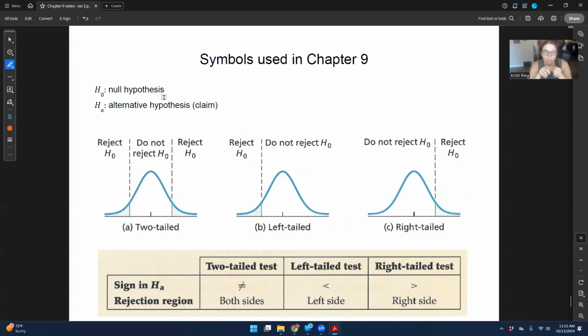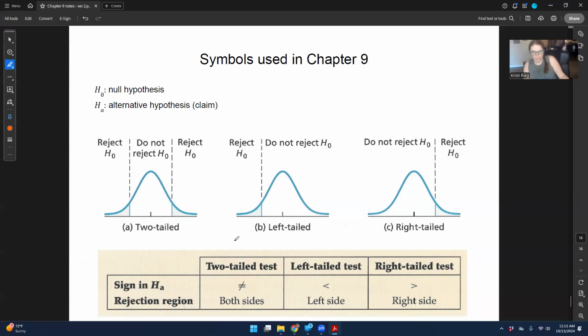Alternative hypothesis, so that's H sub A. The alternative hypothesis is the claim that we highlighted earlier. That's our alternative hypothesis. So it's going to be less than, greater than, or not equal to.